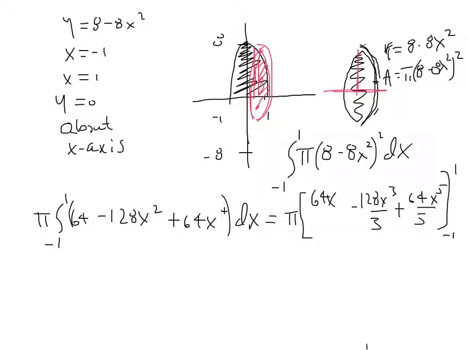Because this region is symmetric on either side, those terms should match up. We really could have integrated from 0 to 1 and then multiplied it by 2.